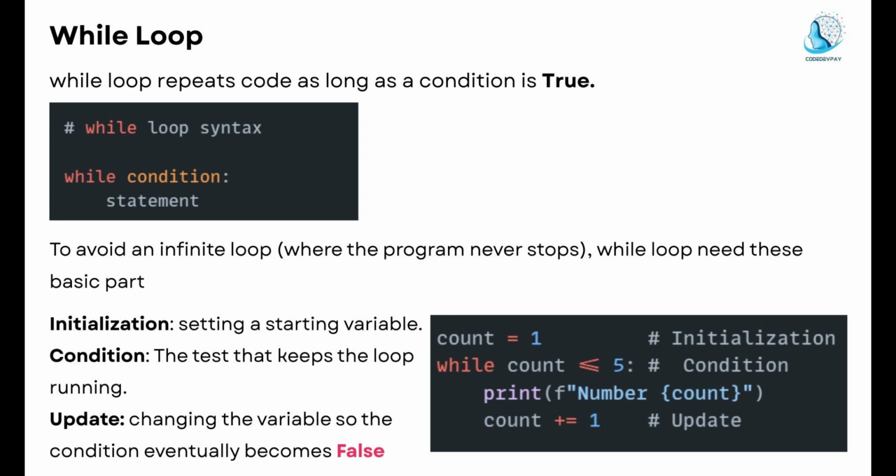To avoid an infinite loop, we are going to need these basic parts. We need initialization, where we set a variable at the start, and then we have the condition, which the program is going to check, and then we have the updates, where the variable should be able to change its value anytime the code runs, so that we can control the number of times the code runs as long as the condition is true. So let's take a look at an example where we use while loop.